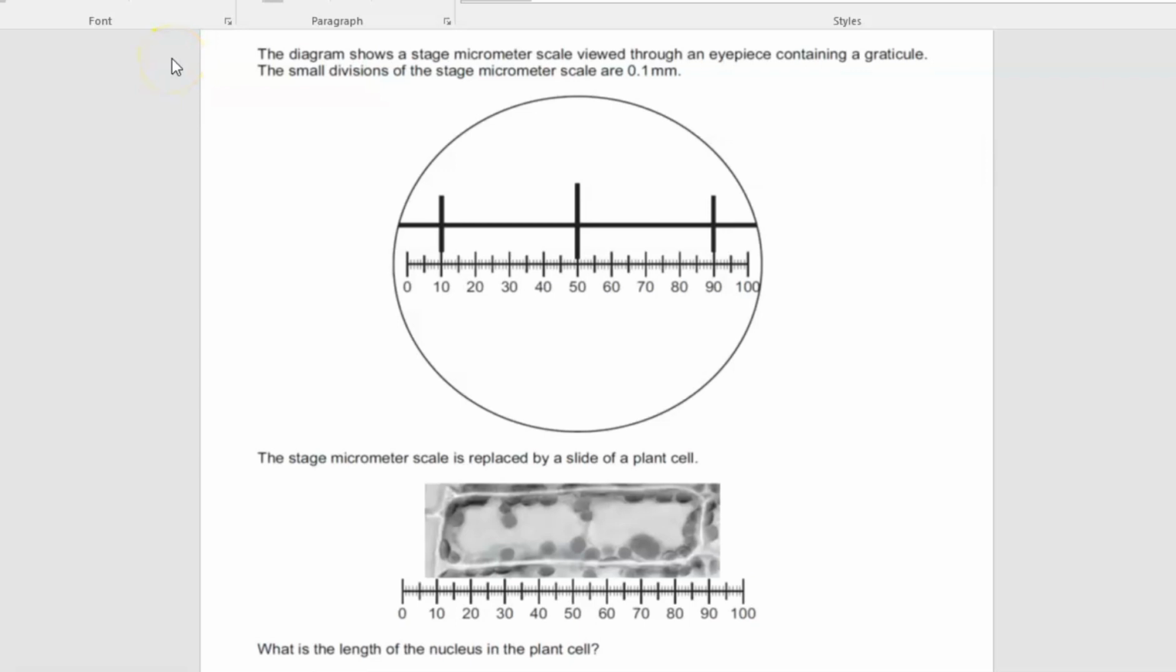Here is an example of measuring the diameter of different organelles or of a whole cell with the help of an eyepiece graticule and micrometer. In the question, it is mentioned that it is a stage micrometer. So this one is a stage micrometer, and this one is the eyepiece graticule. We can label it here.